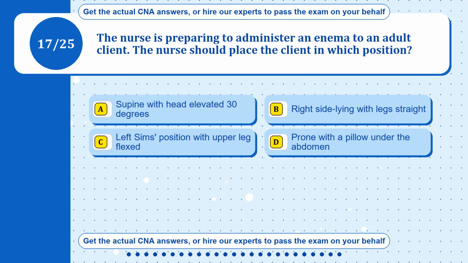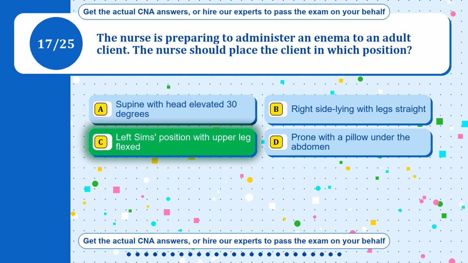Question 17. The nurse is preparing to administer an enema to an adult client. The nurse should place the client in which position? Option A, supine with head elevated 30 degrees. Option B, right side lying with legs straight. Option C, left Sims position with upper leg flexed. Option D, prone with a pillow under the abdomen. The correct answer is option C, left Sims position with upper leg flexed.